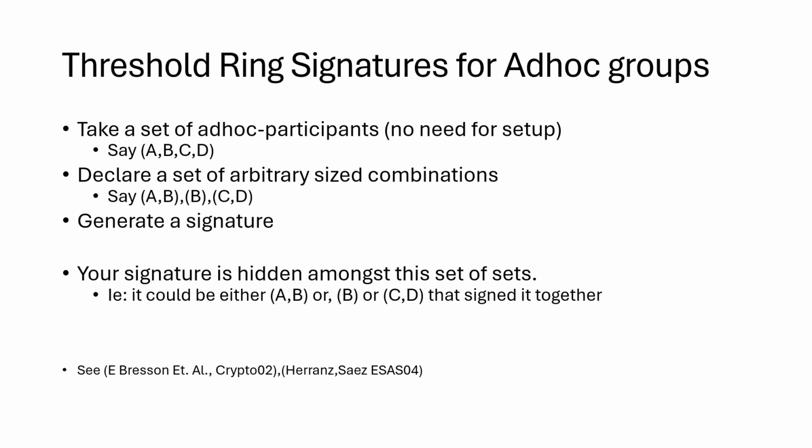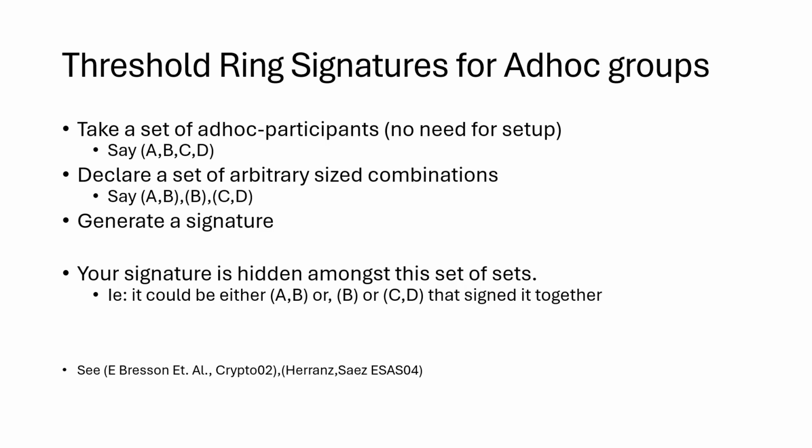So for example, in this case, I have 4 participants, A, B, C, D, and I declare a bunch of sets. For example, A, B, C, D. And then what threshold ring signatures do is that you can basically have any of these sets generate a valid signature.